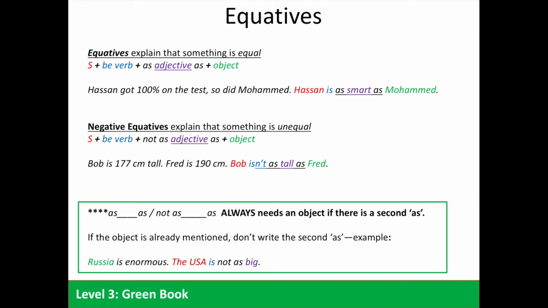You'll need to remember that if we have as blank as or not as blank as, we always need an object if there's a second as. If the object is already mentioned, then we don't need to write the second as. An example, Russia is enormous. The USA is not as big. Again, in this example, we know that we're talking about the USA and Russia. We know that they are not equal. So we don't need the second as.